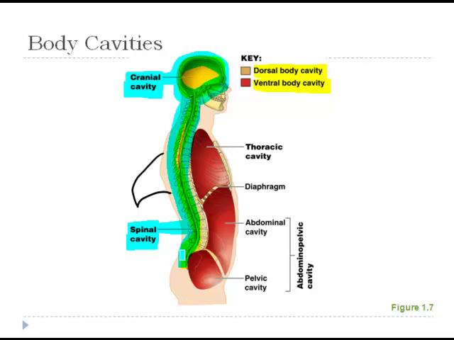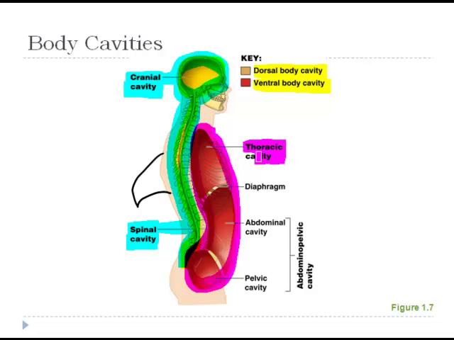The ventral cavity, on the other hand, the ventral is in the front, and so it entails your lungs, your digestive system, your pelvic region. All of that is going to be part of the ventral body cavity. It can further be broken up into the thoracic cavity. And this thoracic cavity here is this area here, just where your lungs are, basically, your lungs and heart.